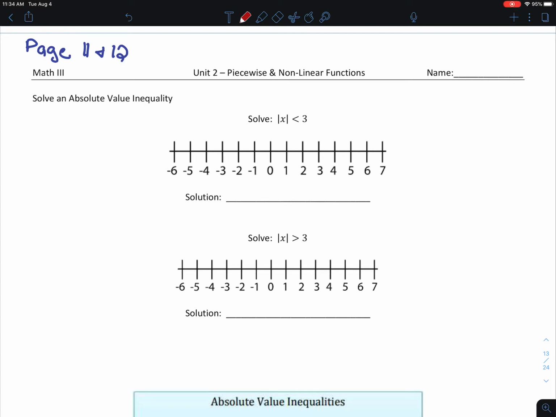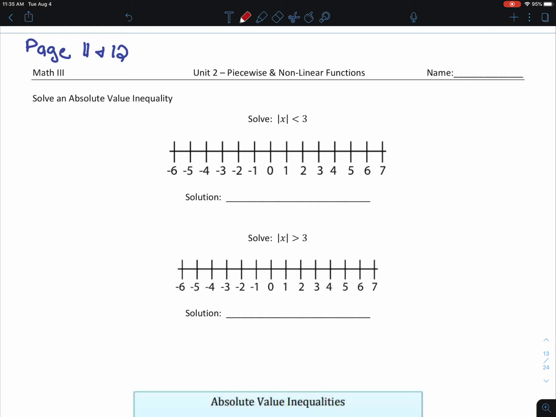Okay, guys, this is lesson three of lesson three for absolute value functions. So, in the previous video, we looked at solving an absolute value equation graphically, and then we looked at solving one algebraically. In this video, we're going to look at solving an absolute value inequality.